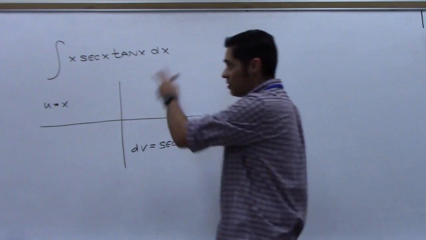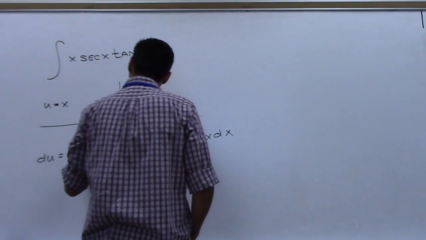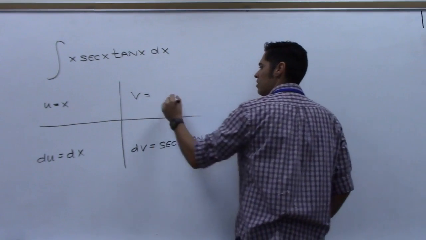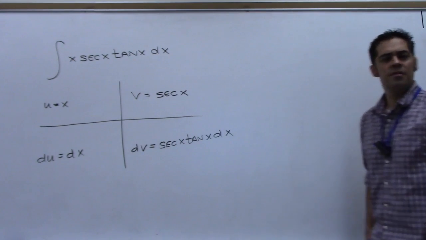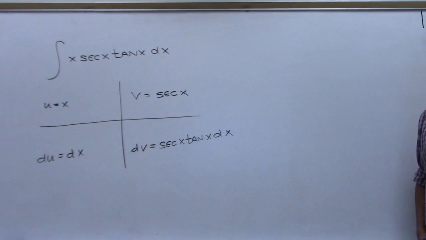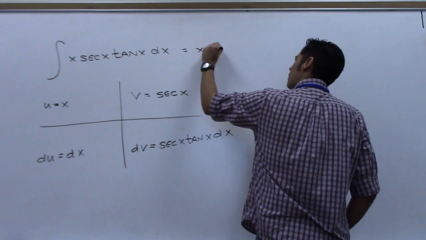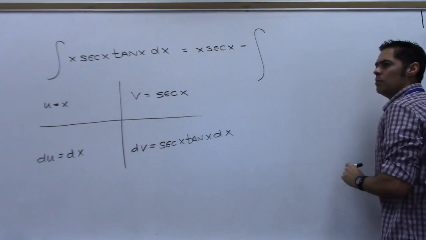We'll just finish it. We'll at least write the line up there. du would be dx. v would be the antiderivative of secant x tangent x, which is just secant x. Just secant, right? So the derivative of secant x is secant x tangent x. And then you would have uv minus the integral of v du.